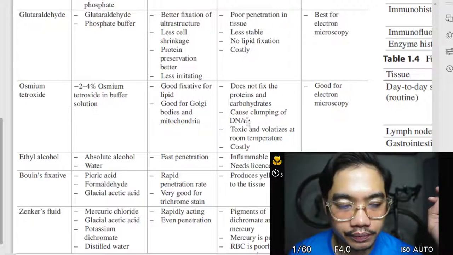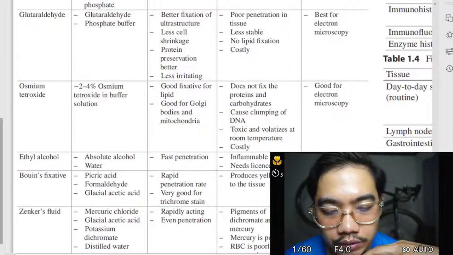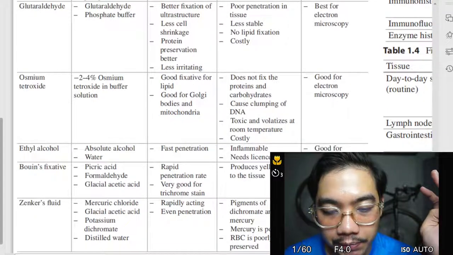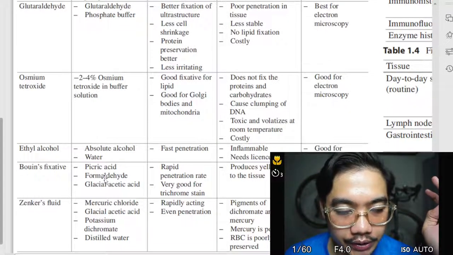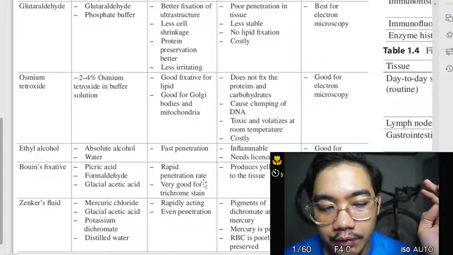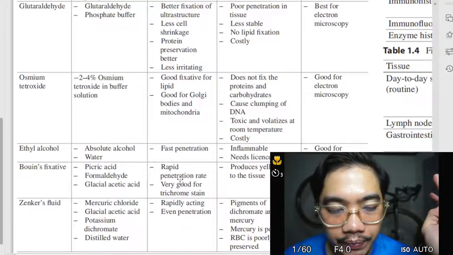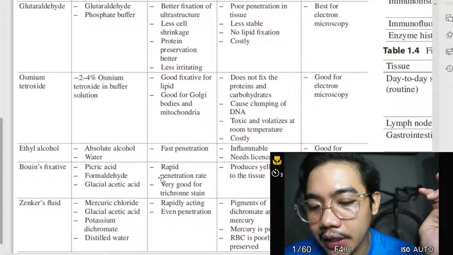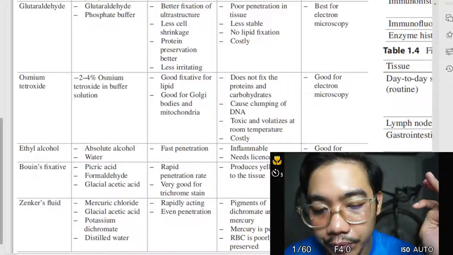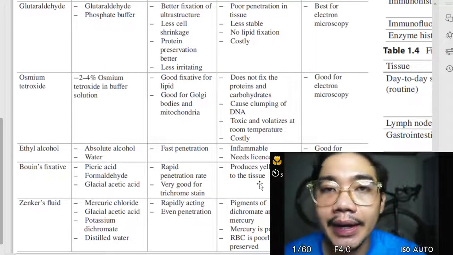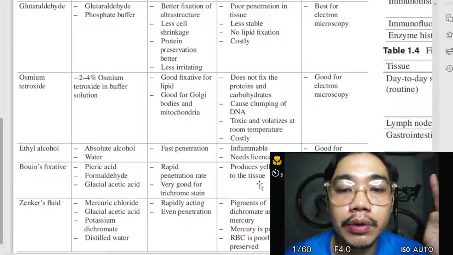Ethyl alcohol, for cytology smears in our FNAB and PBS, that's cytology. Bouin's fixative, with picric acid, is good for trichrome. This picric acid, always remember that it always produces a yellow stain, no? It's one of its disadvantages. And your picric acid is explosive, no?